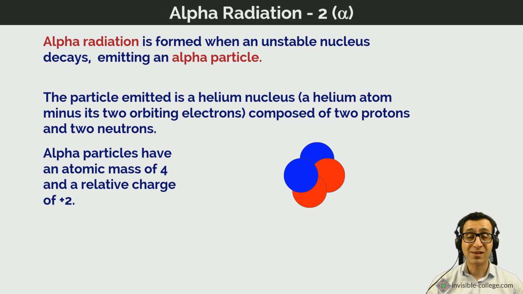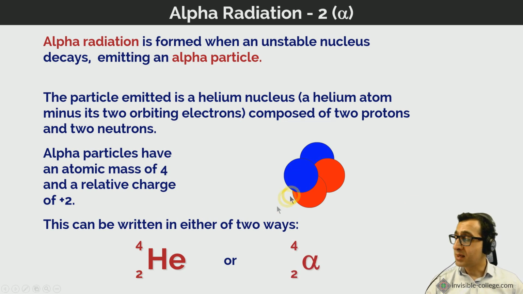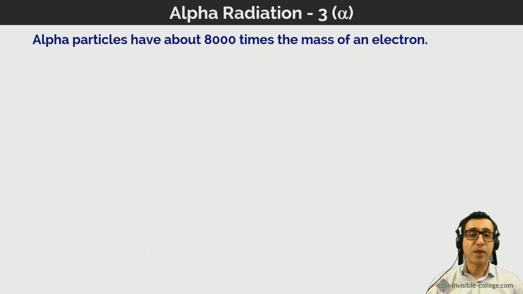So we can write the symbol for an alpha particle either like this, or like this. Typically, exam boards these days prefer you to use the symbol for a helium nucleus, although this again is not actually incorrect. So alpha particles have a mass of approximately 8,000 times the mass of an electron.